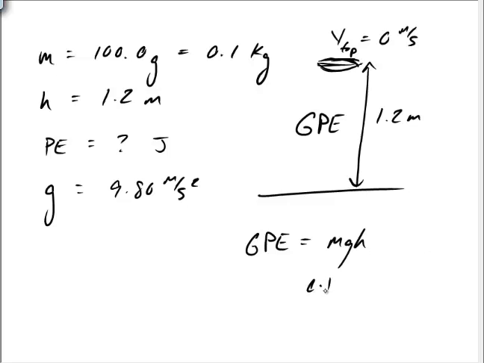I've got 0.1, and I've got my 9.8, and I've got my 1.2. And when I multiply all that out, the book tells me that the answer is 1.18 joules. I encourage you to check that out in your graphing calculator. I'm not sure where the problem is going to take you, but I'm going to take it to a couple different places. I want you to remember this slide here, this picture.